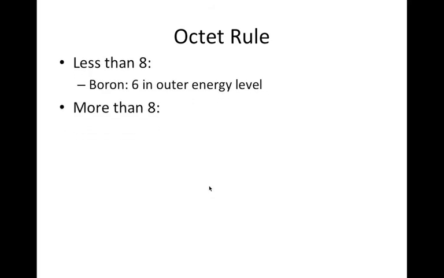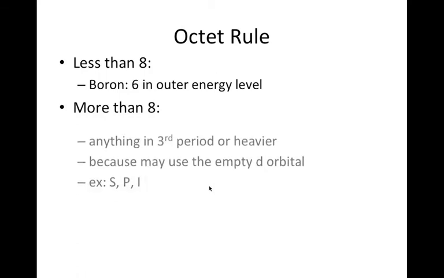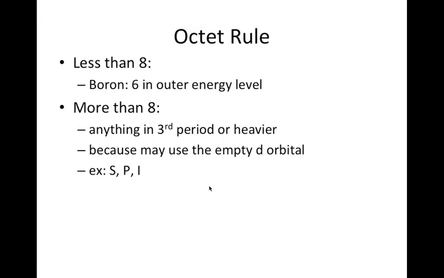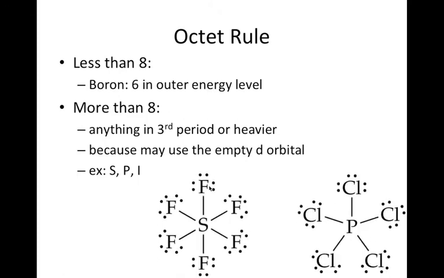Boron's one of those guys, that you can have 6 in the outer energy level if it has to. And then we see more than 8, anything in the 3rd period or heavier, because remember that they have an empty d orbital to have the ability to have more than 8. They need that d block so they can force them in there, and we see that those guys are going to be sulfur, phosphorus, iodine, and you can see some examples.